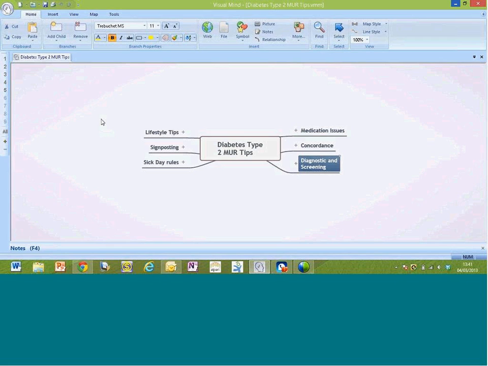Now, my intention today is not to go over all the clinical bits and pieces with regards to diabetes. You can easily find that elsewhere, and we've done that in the past as well. But today is really to go over what diabetes type 2 is, and the sort of things you should be looking out for in an MUR situation. So the usual format that we've done, which has worked quite well, is the mind map format here.